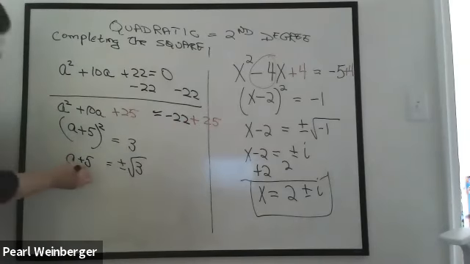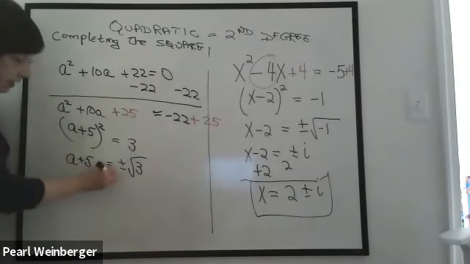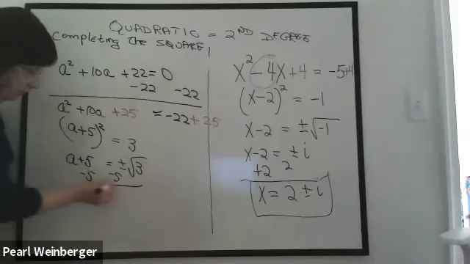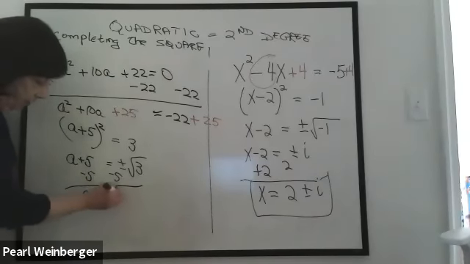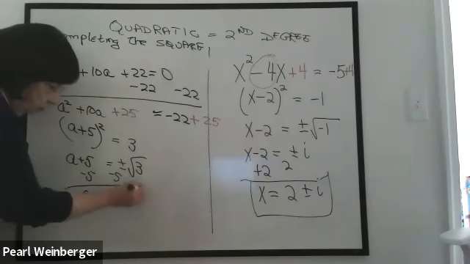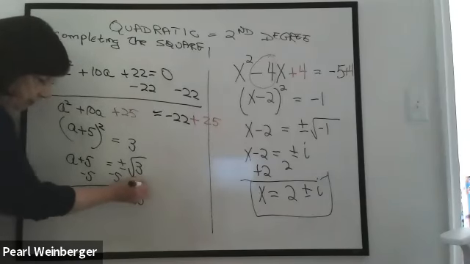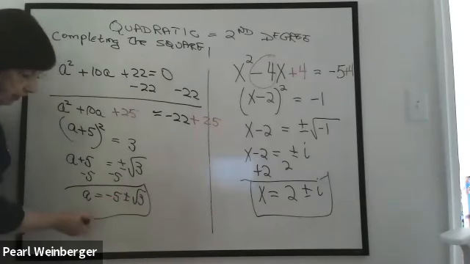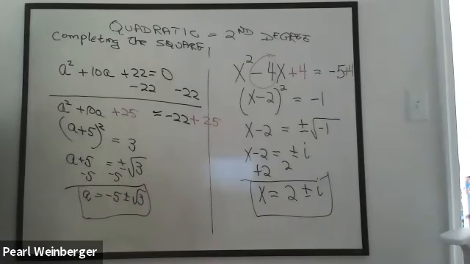All we have to do is bring the 5 to the other side. And that gives me a equals negative 5 plus or minus radical 3. There's my answer. These are not like terms. They can't be combined, so we just leave it like this.